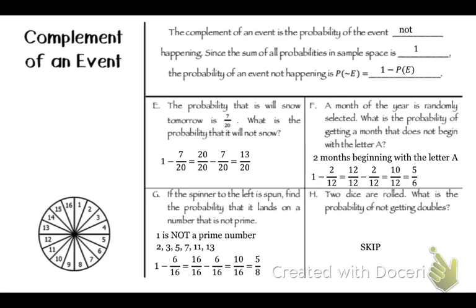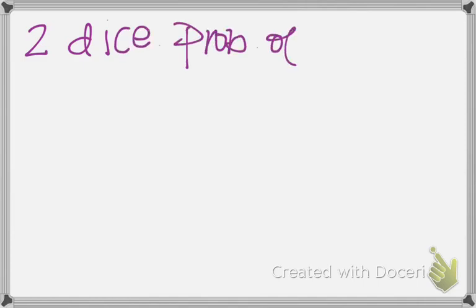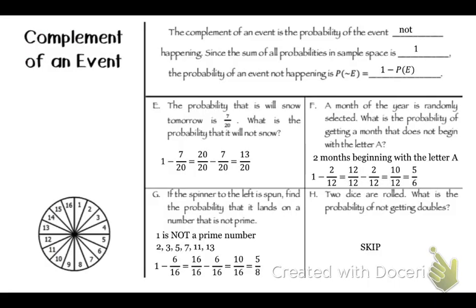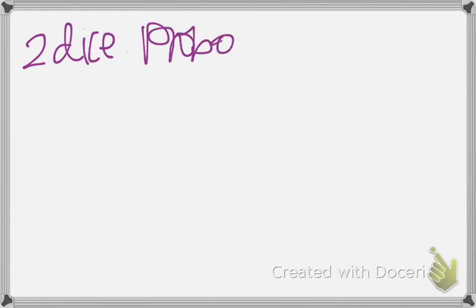Okay, I actually don't want to skip this one. I'm just going to pull this up real quick. So what it's saying is we have 2 dice, and we want to know the probability of not rolling doubles. No doubles. I think that's what it says. Oh, whoops. Well, dang it. Okay, I'll do it again. So 2 dice, probability of no doubles.